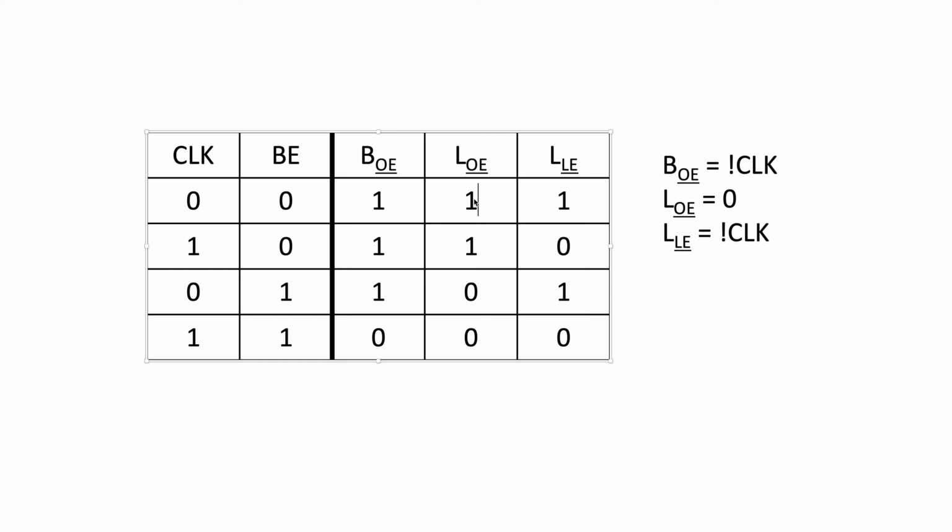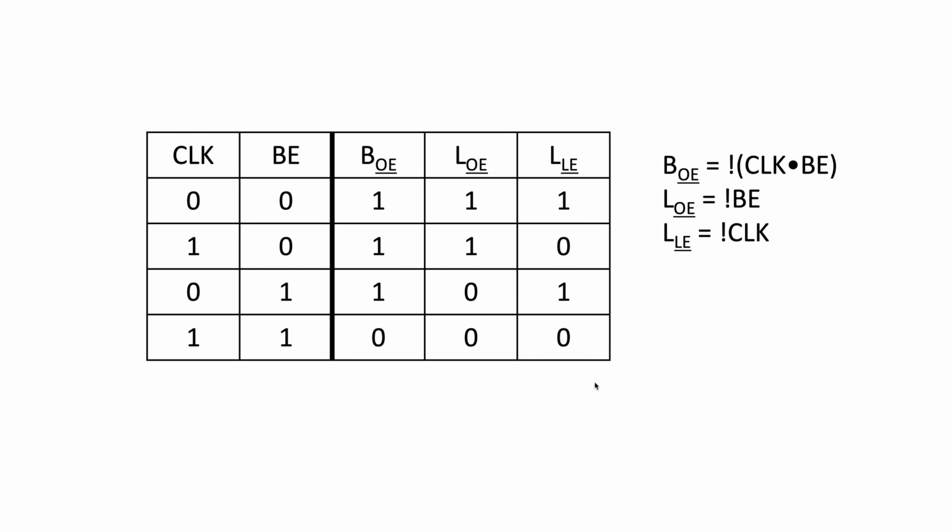So there you have it. These are the changes that you need to make to the truth table. Those are the corresponding formulas. You can see that the output enable of the buffer is the NAND of clock and buffer enable. The output enable of the latch is the invert of bus enable, and the latch enable hasn't changed. I will talk more about the behavior of the latch towards the end of this video.